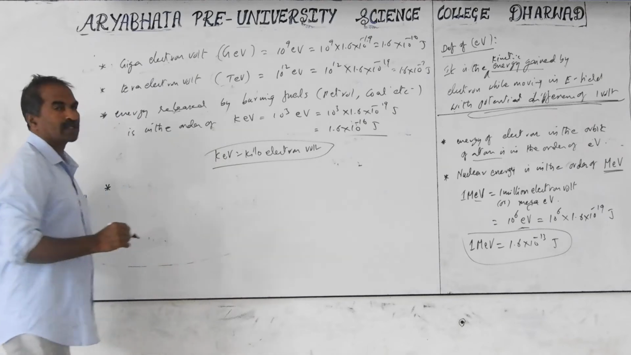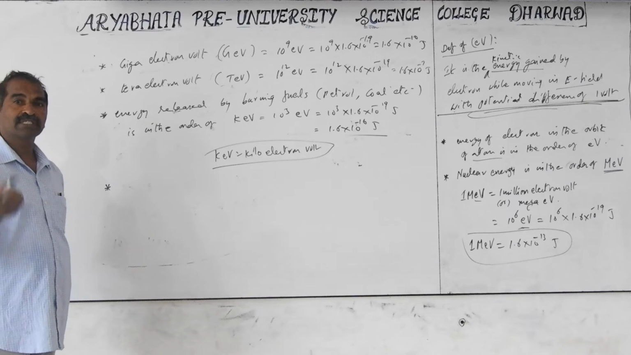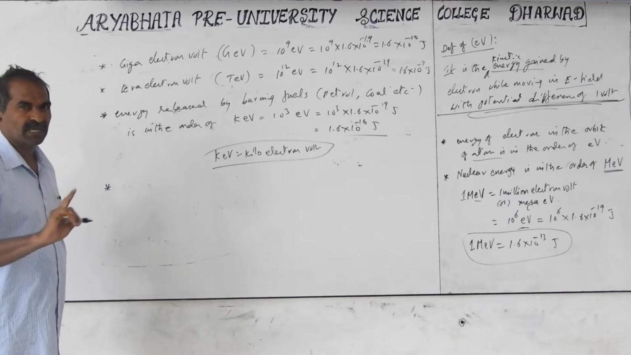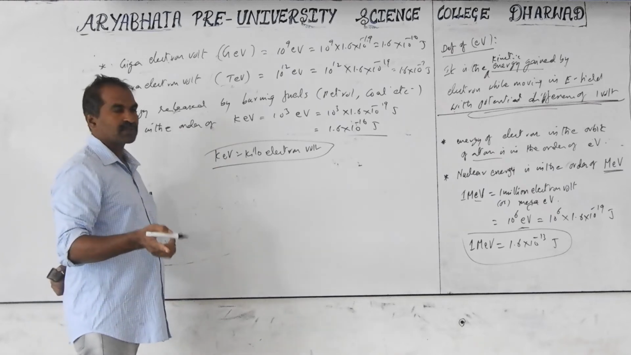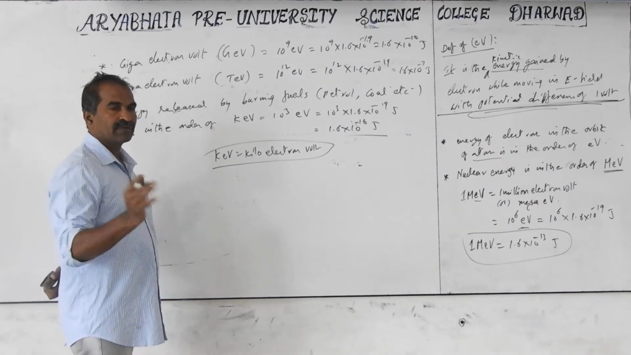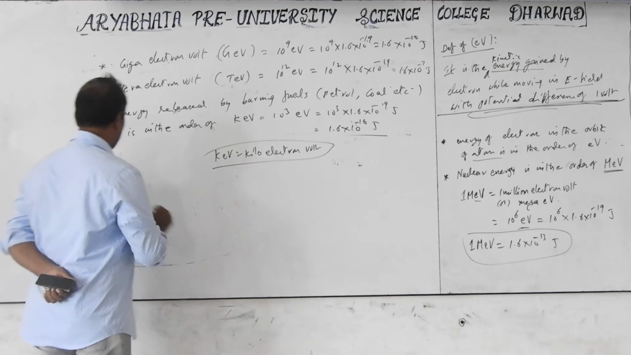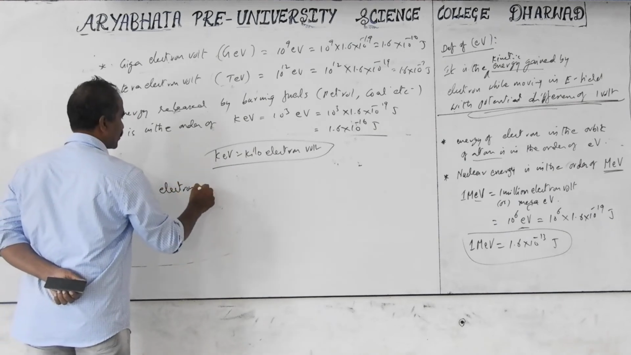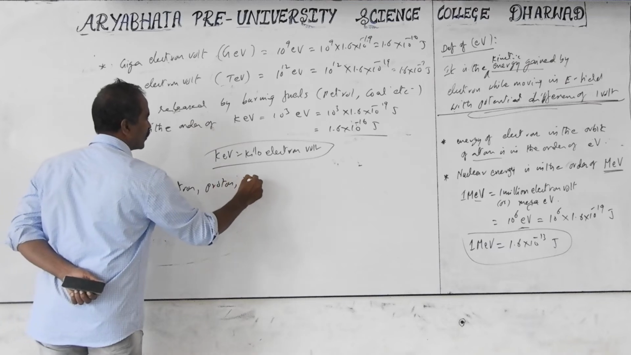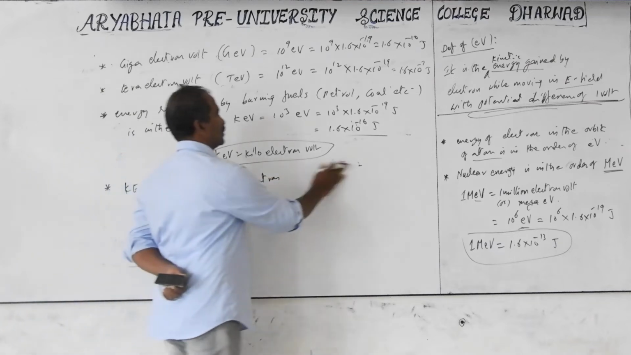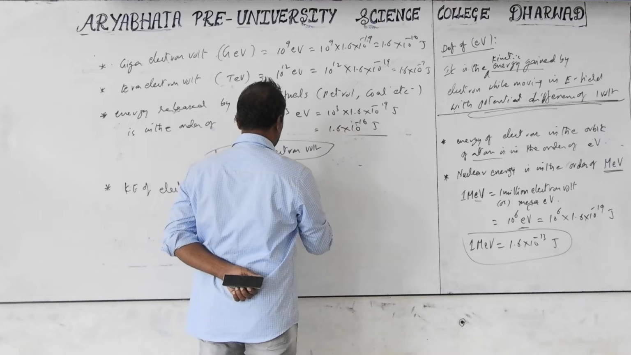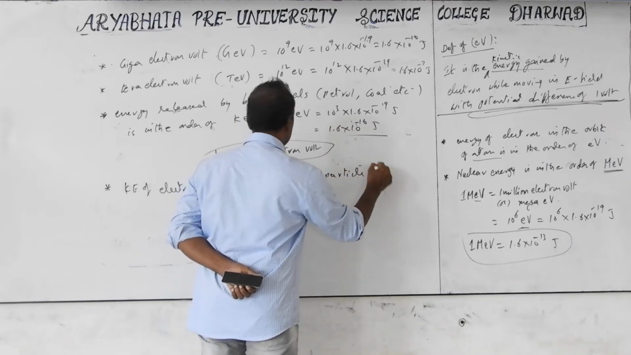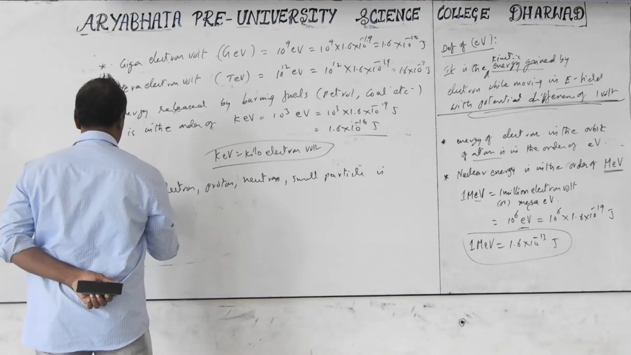This electron volt is also used for neutrons. If neutrons have kinetic energy, the energy is measured in terms of electron volts, or kilo or mega electron volts. Even for neutrons we measure in terms of electron volts. The kinetic energy of electron, proton, neutron, meaning subatomic particles and any other small particles, is generally measured this way.